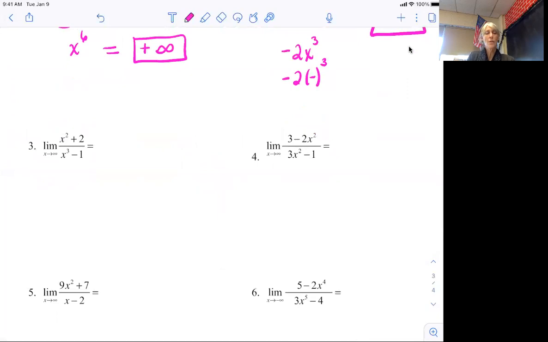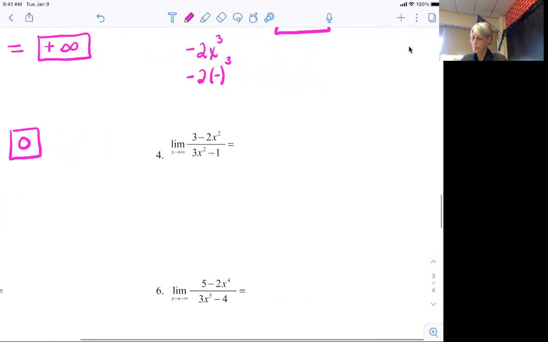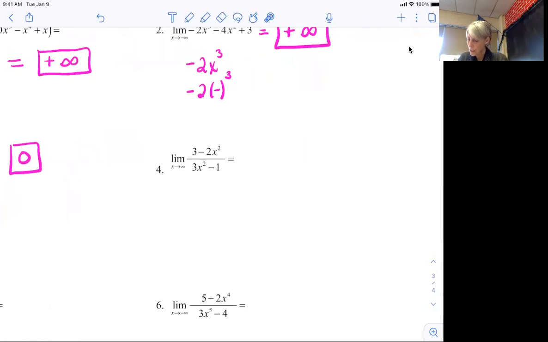The limit as x goes to infinity of x squared plus 2 over x cubed minus 1. The term with the highest power in the numerator, the term with the highest power in the denominator. Take those out and analyze. My bottom power is higher. This is bottom heavy. Answers go to 0. I'm dividing by a bigger number, so my answers are getting smaller. Highest power in the numerator, highest power in the denominator.